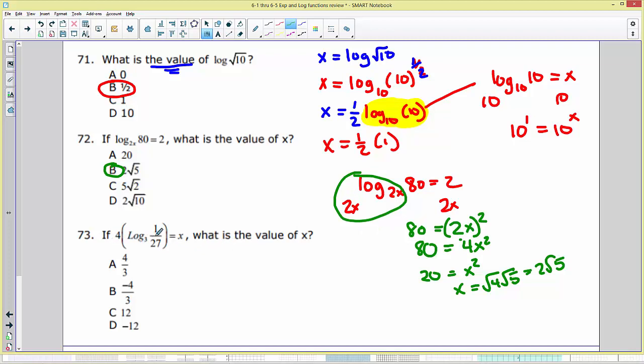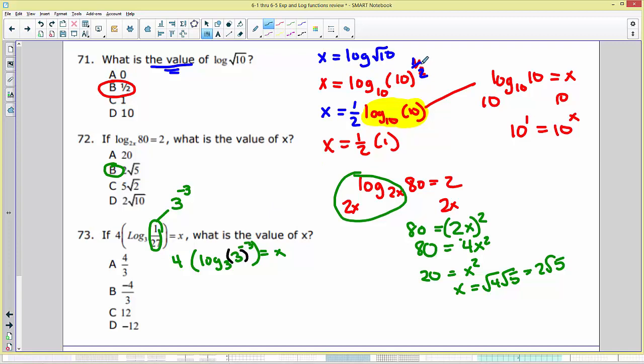Okay, this guy, if all this is equal to x, what is the value of x? Well, I see a base of 3, and I see this, and I go, well, that is really 3 cubed, but flipped, right? Because 27 is 3 cubed, and it's flipped. So I'm going to rewrite the problem as 4 log base 3 of 3 to the negative 3 equals x. We have to be careful how we write this. So this is log base 3 of this, and this thing's being powered by negative 3.